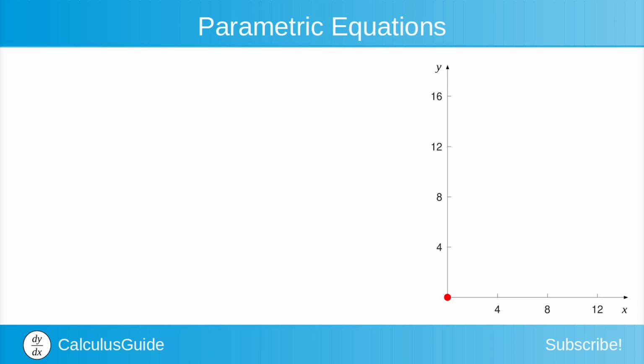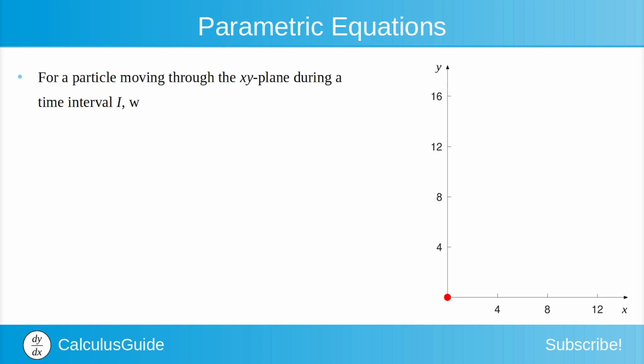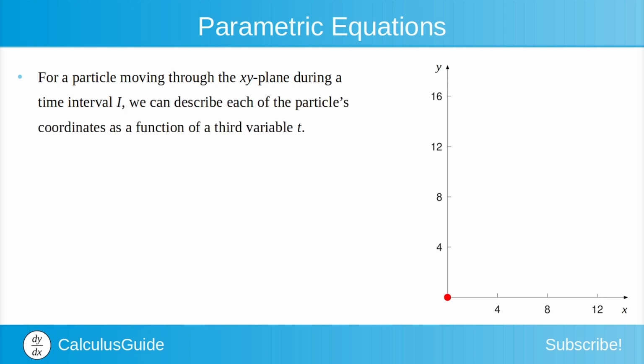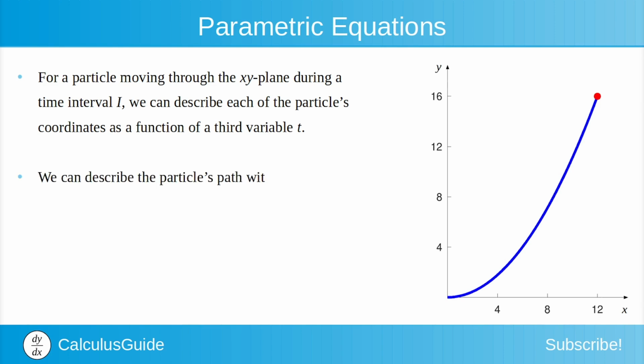I'm going to do this using an example involving a particle moving through the xy plane. For a particle moving through the xy plane during a time interval I, we can describe each of the particle's coordinates as a function of a third variable, t. We can describe the particle's path with a pair of equations, x equals f of t and y equals g of t, for values of time t on the time interval I.